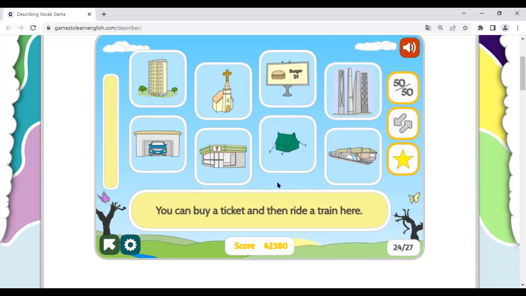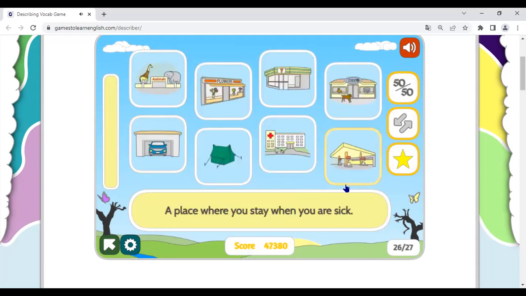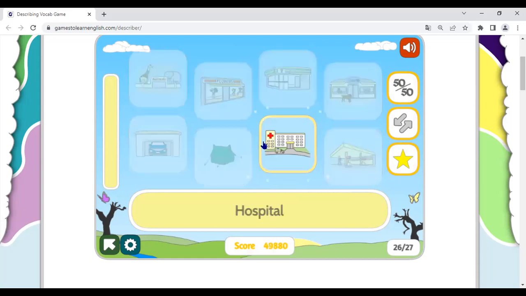Okay, you can buy a ticket and then ride a train here. Train station. Let me see. Train station. You got it. 2 more pictures and we finish. You can watch a film here. Movie theater. Movie theater. Very good. A place where you stay when you are sick. Hospital.